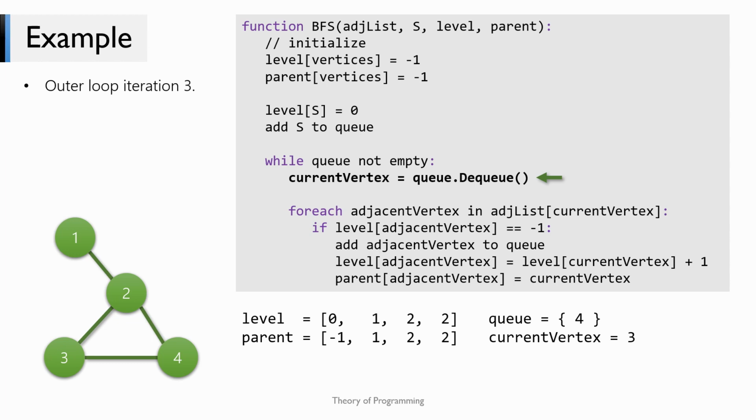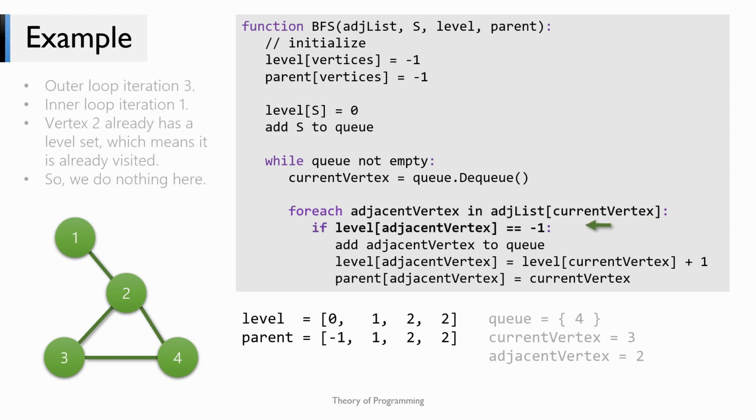Now, pulling the topmost element from the queue will give us vertex 3. So the variable current vertex will now hold the value of 3. Now we look at each adjacent vertex to vertex 3. Vertex 2 and vertex 4 are adjacent to vertex 3. Let's iterate this for loop in that order.